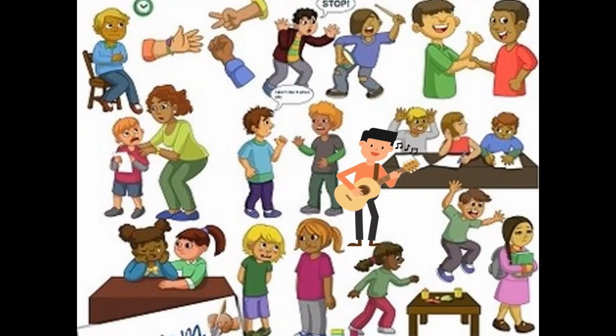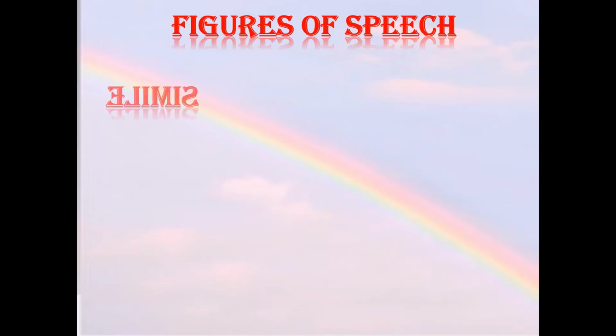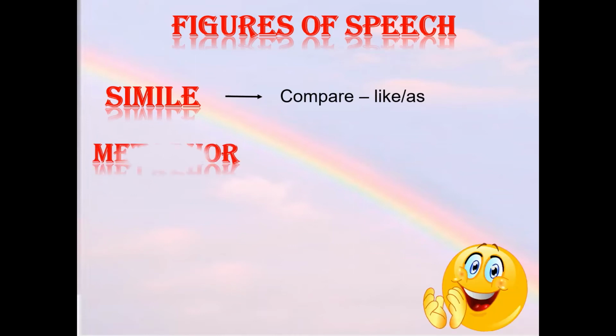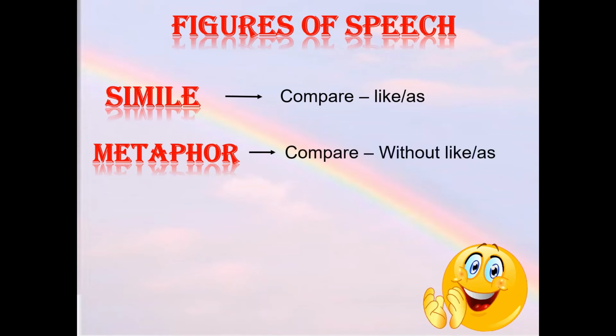So my dear students, today we have learned 5 important figures of speech. So let us quickly brush up on these 5 figures of speech. Simile is when there is comparison using the word like or as. Metaphor is when there is comparison without using the words like or as.